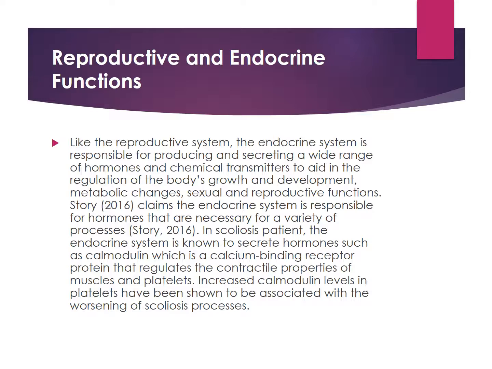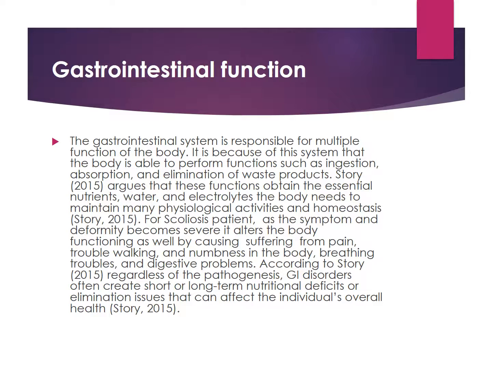In scoliosis patients, the endocrine system is known to secrete hormones such as calmodulin, which is a calcium-binding receptor protein that regulates the contractile properties of the muscles and platelets. When calmodulin levels are increased in platelets, they have been shown to be associated with worsening of scoliosis disease. The gastrointestinal system is also affected by this disorder as well.